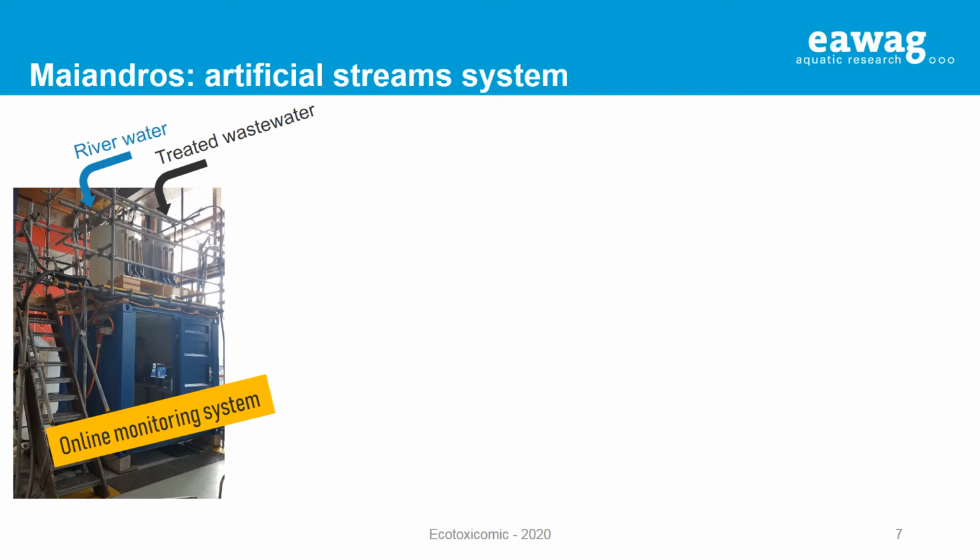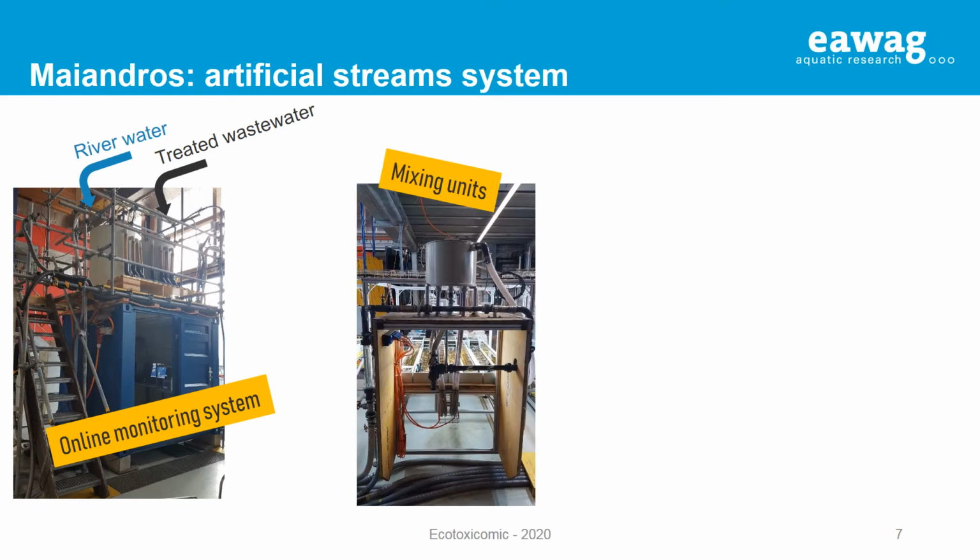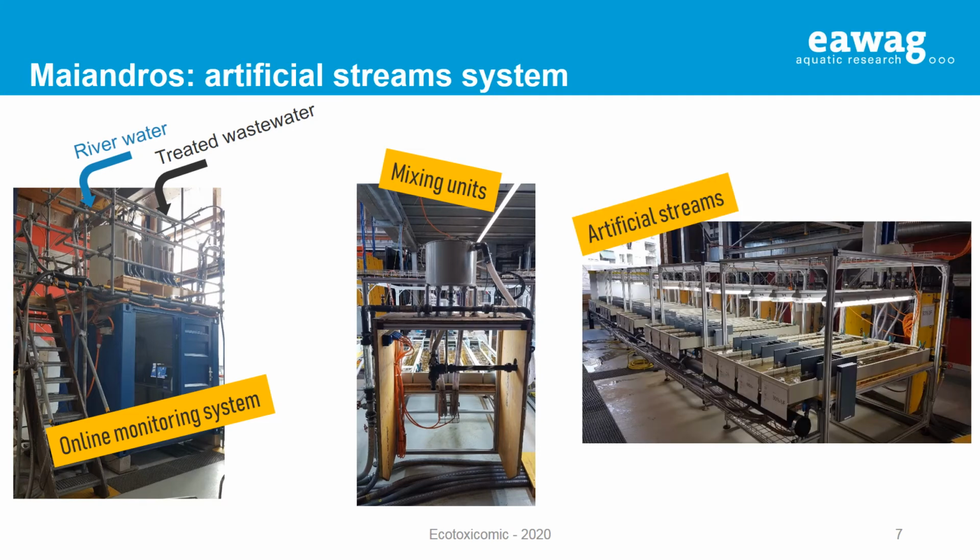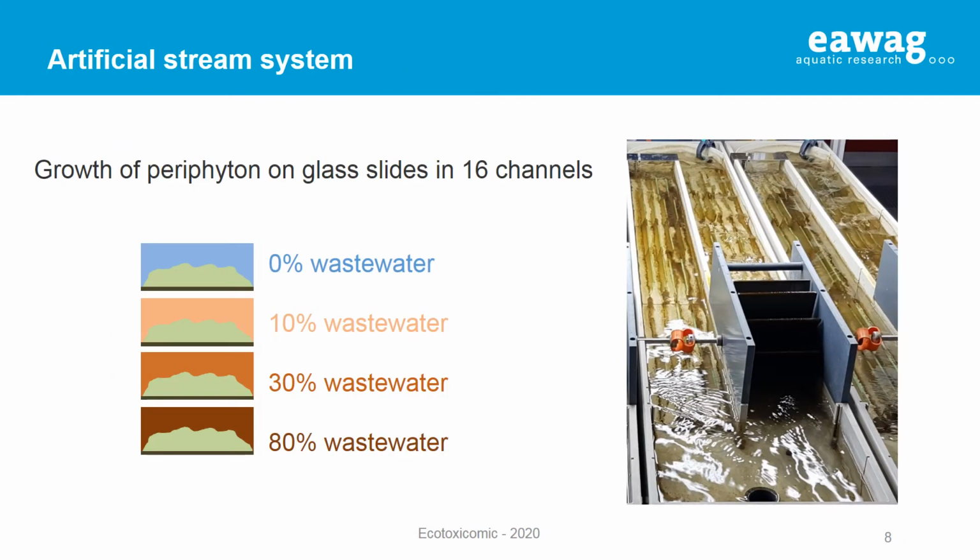The system is continuously fed with river water directly pumped from the stream and treated wastewater effluent. An online monitoring system allows controlling the mixtures of river and wastewater, as well as monitoring a set of water parameters such as conductivity and temperature. The river and wastewater effluent are mixed according to our experimental conditions, and the channels are continuously fed with the different mixtures. In this experiment, we used 16 channels fed with 4 different mixtures: 0, 10, 30, and 80% wastewater. We had 4 replicates per treatment, one channel corresponding to one biological replicate.